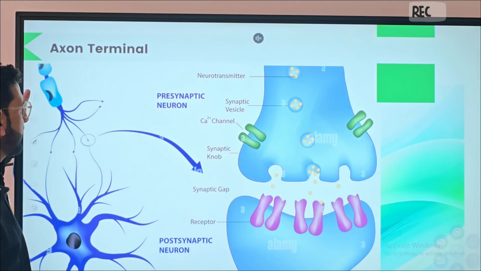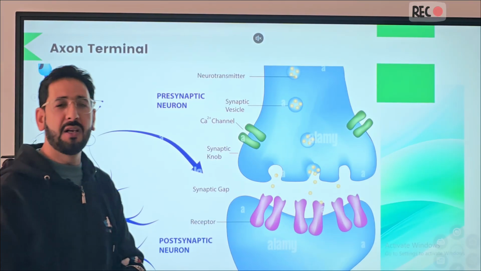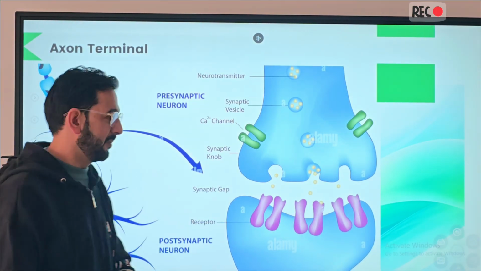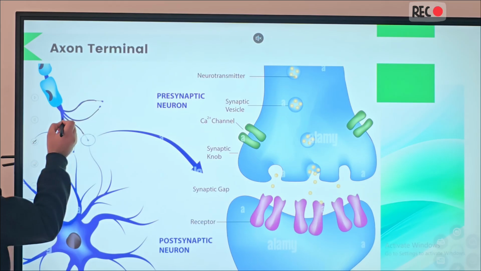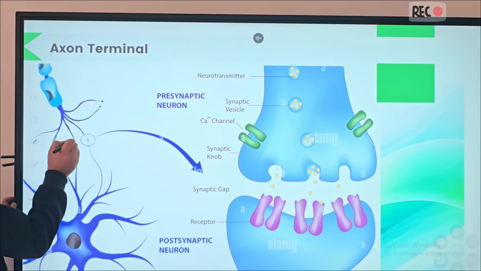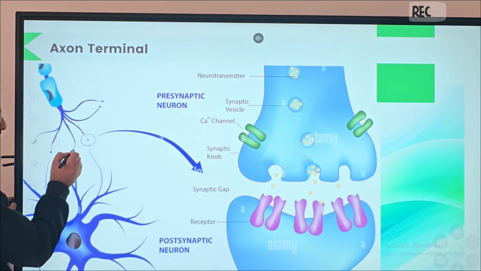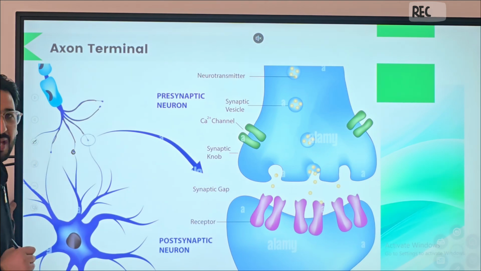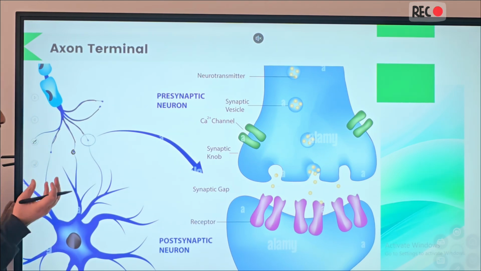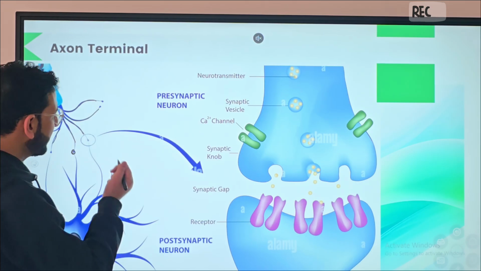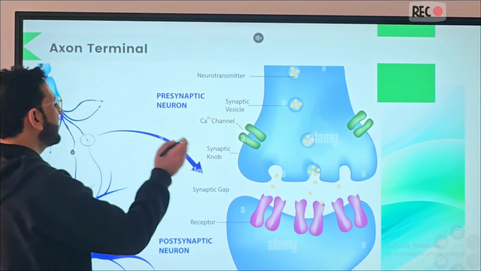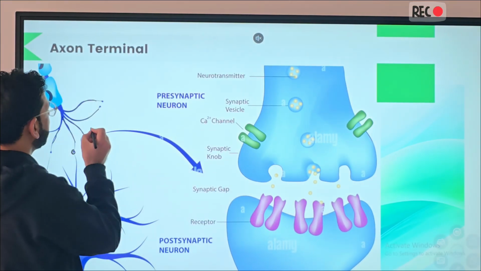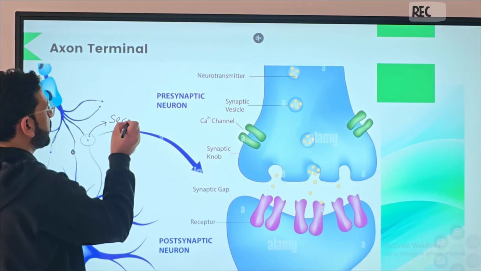Now let's finish the structure and functions of the neuron with the last part, called the axon terminal. Here you can see this is the axon, and here is the axon terminal, making different branches of the axon, and each branch at the end makes this bulbous structure, which is called the axon terminal, or the terminal button. This axon terminal has a very important function: it is the secretory portion.